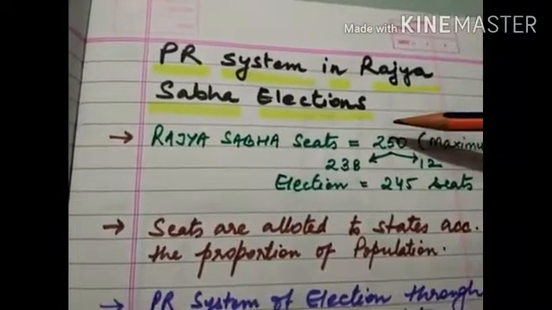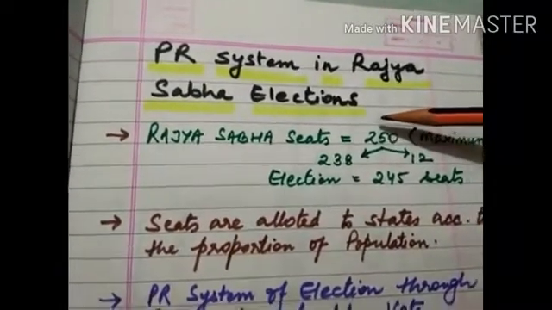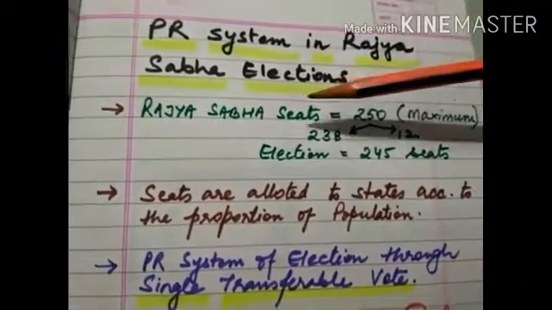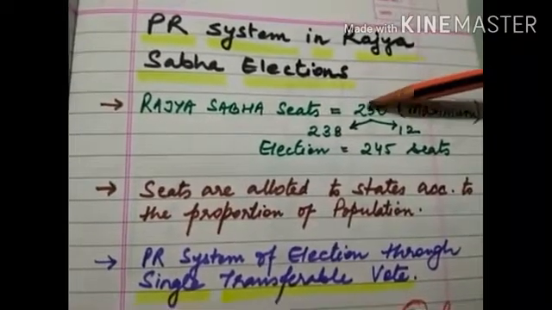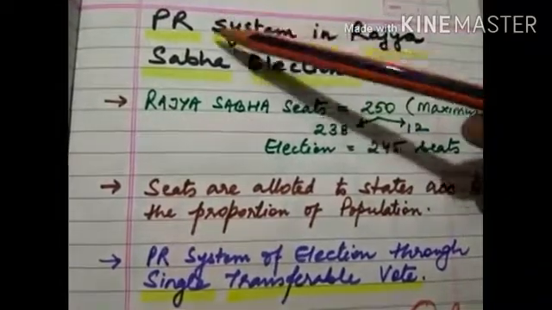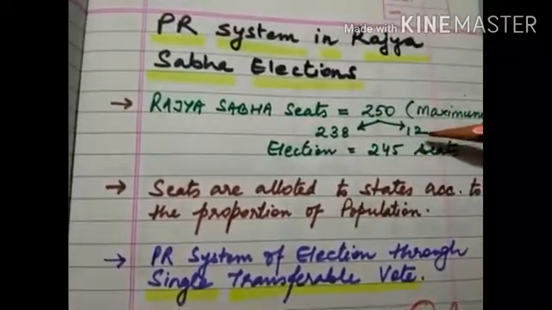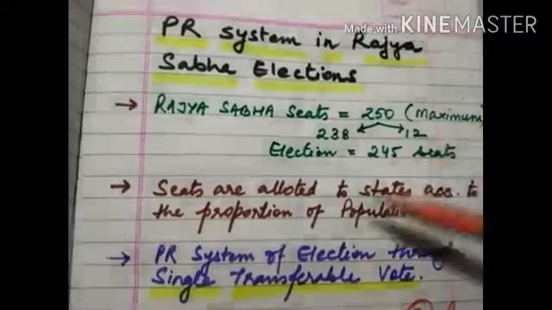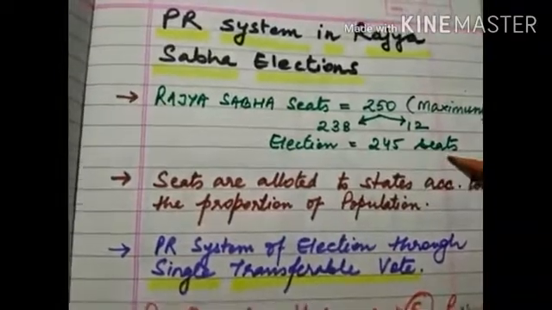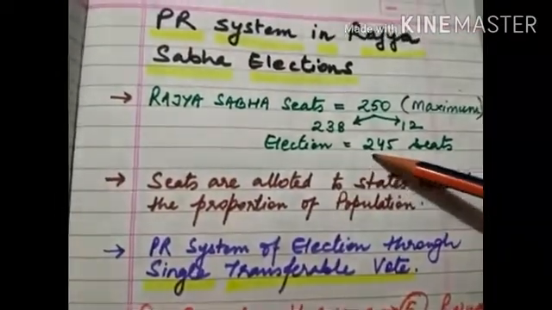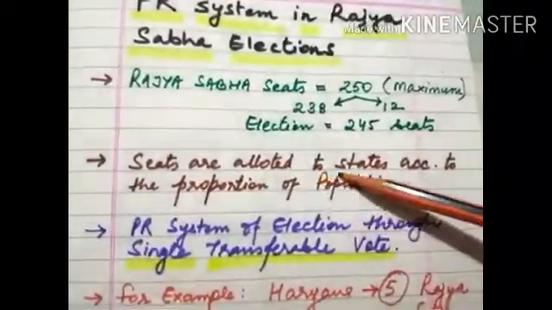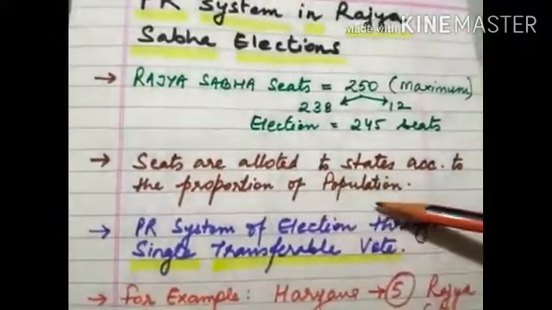Now PR system in Rajya Sabha elections. Proportional representation system can be understood with the help of an example. So I have taken the example of Rajya Sabha elections. You know that in Rajya Sabha there are maximum 250 seats, under which 238 members are elected with the help of PR system of elections and 12 members are nominated by the President of India. Presently, there are elections for 245 seats in Rajya Sabha. Now, how are these 245 seats allocated in Rajya Sabha? So, seats are allocated to states according to the proportion of population.